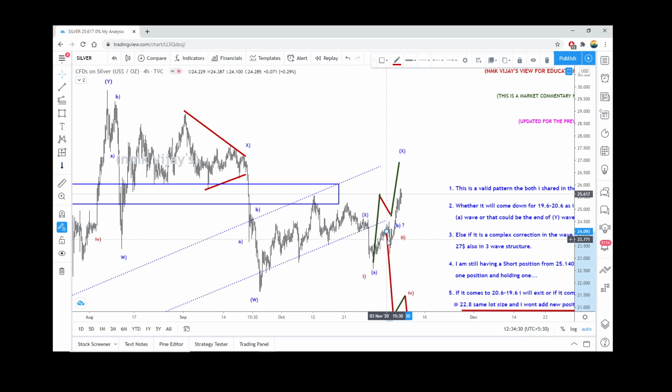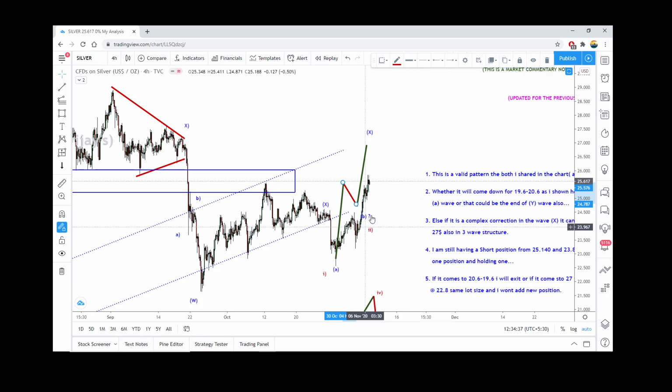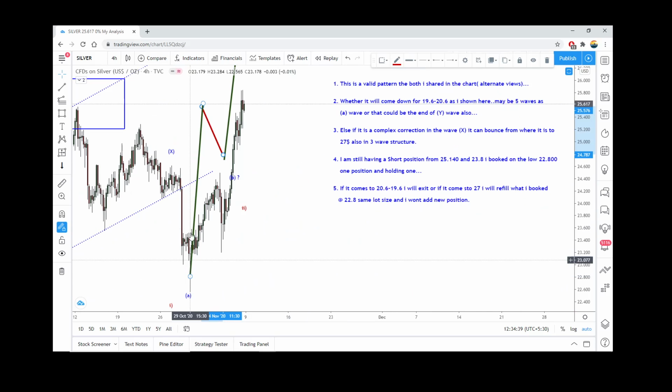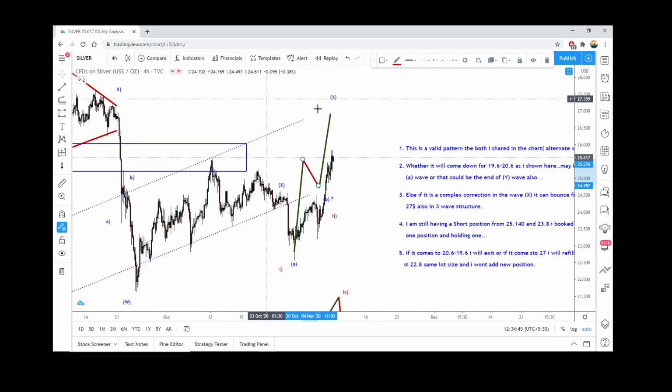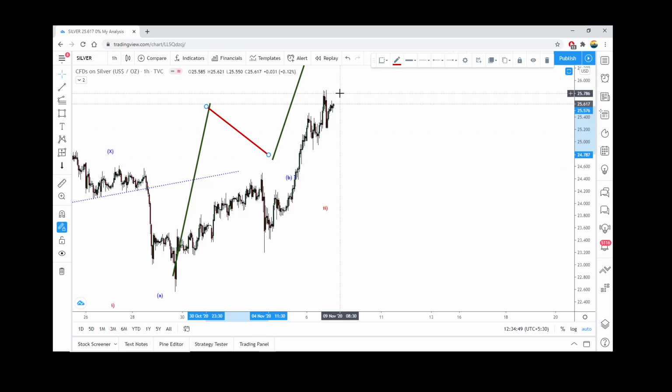Now I said this is an ABC correction. So here it already did the A, B, and C in the smaller time frame. See, 1, 2, 3, 1, 2, 3, 4, 5 is over, and B, 1, 2, 3, 4, 5 is also over. It seems like that. That is why I have entered that trade here. It worked perfectly. So now what I'm expecting here is one more A, B, C.